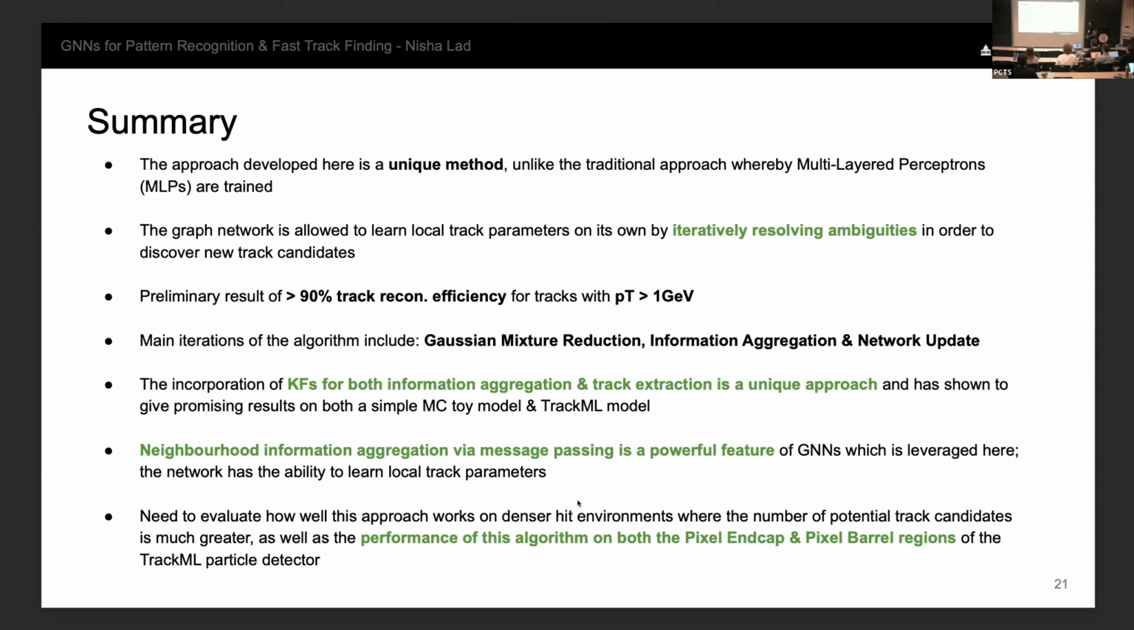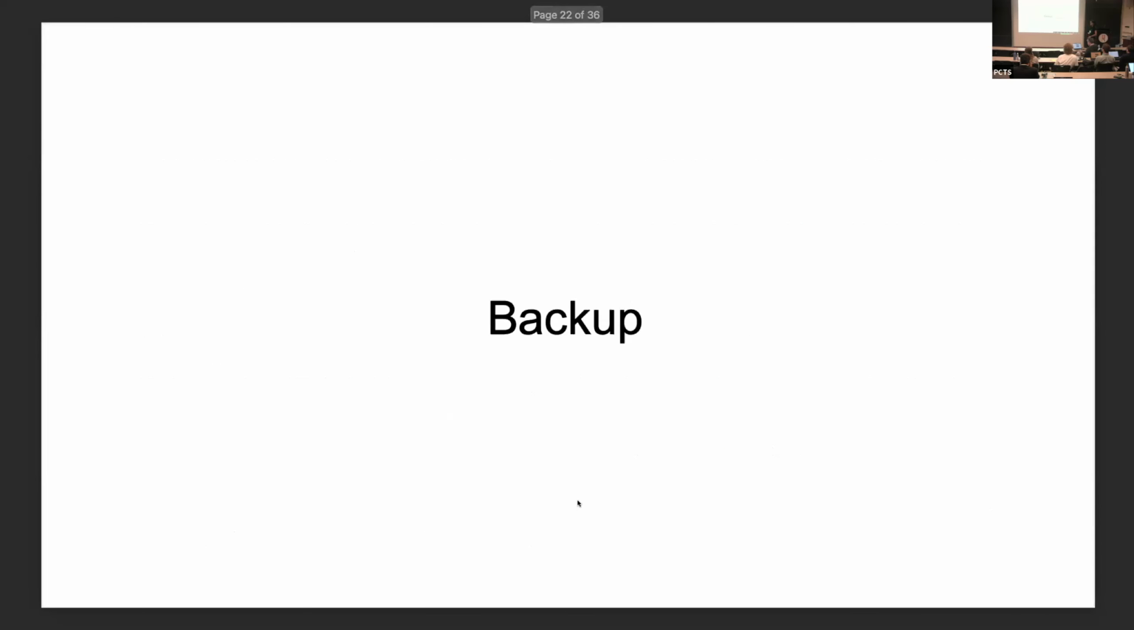And finally, we need to also evaluate how this approach works in denser hit environments and extend this to evaluate the performance of the algorithm on both the endcap and the barrel regions as well. And yeah, that's everything.